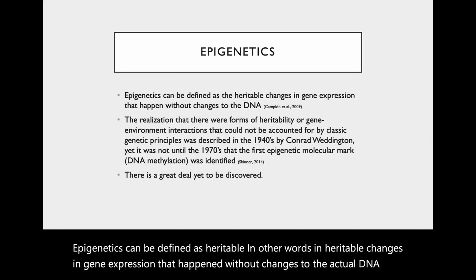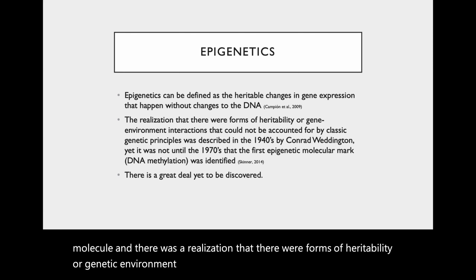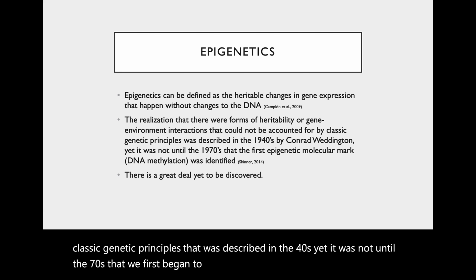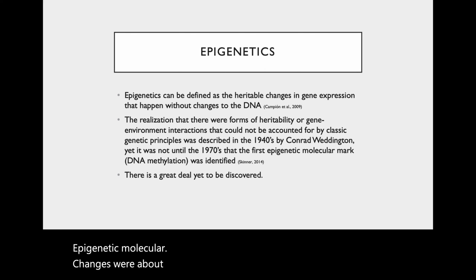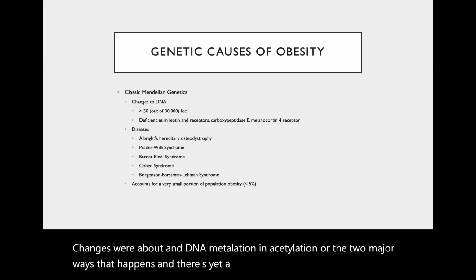And there was a realization that there were forms of heritability or genetic environment interactions that could not be accounted for by classic genetic principles that was described in the 40s. Yet it was not until the 70s that we first began to understand what epigenetic molecular changes were about, and DNA methylation and acetylation are the two major ways that happens. And there's yet a great deal to be discovered.